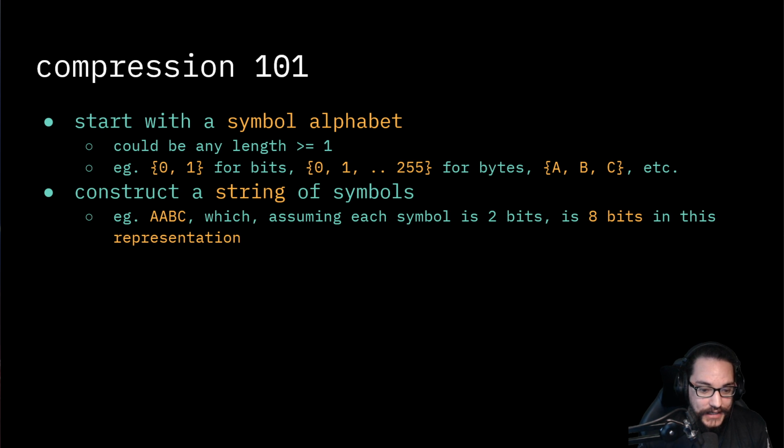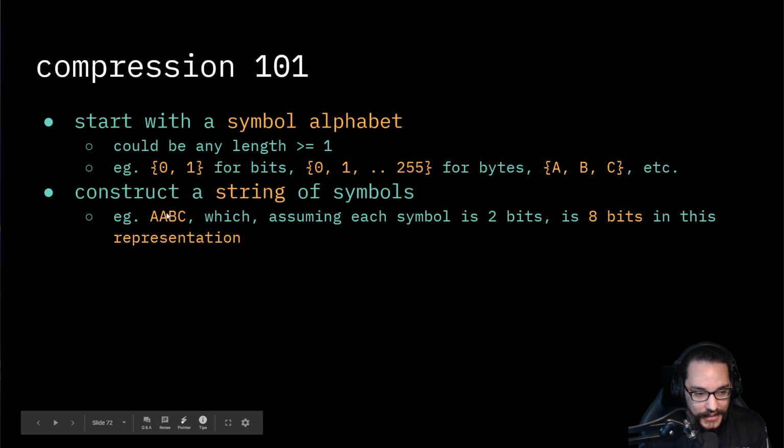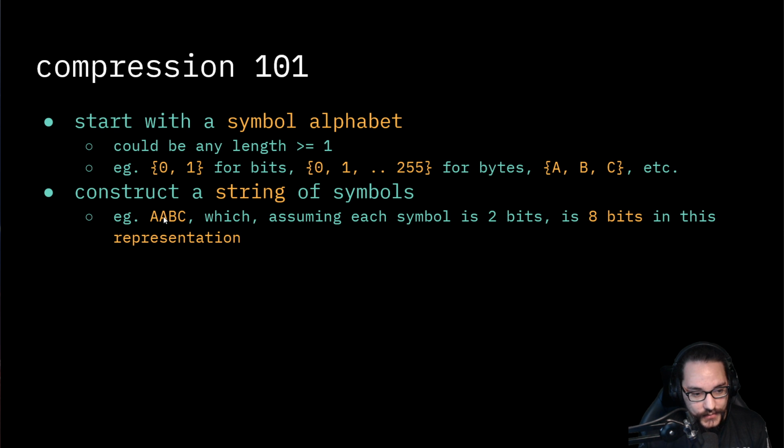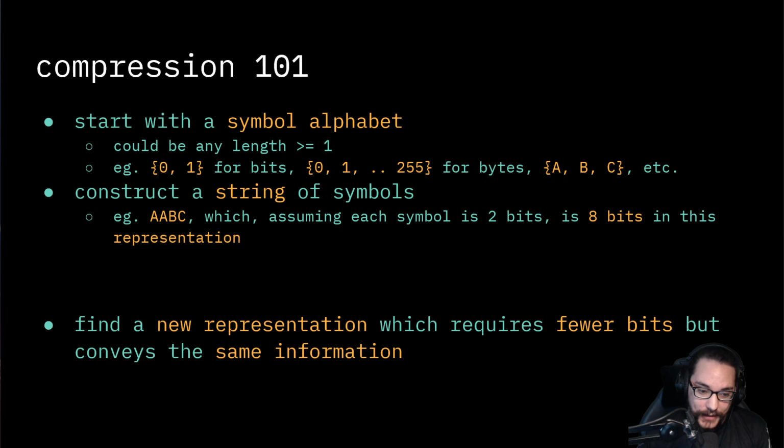And we construct a string out of the members of those sets. So AABC, for example, if we use this last alphabet, we could make the string AABC. So it's any combination of these, and they can repeat. And there's order here as well. Now, since there's 3 of these, let's say we would do a normal sort of uncompressed encoding. Since there's 3, we could round that up to 4, and then we could use 2 bits per symbol, and then this string would take 8 bits in this particular representation. That's hypothetical, but that's the point here. The point about compression is we want to find a new representation of the same string which requires fewer bits but conveys the same information.